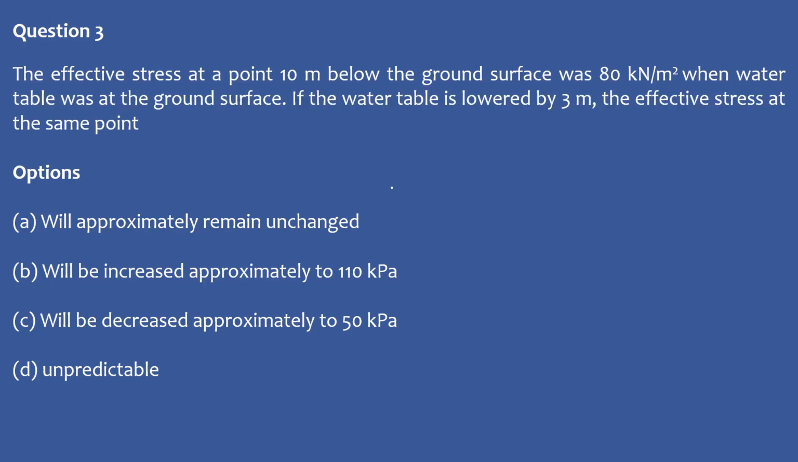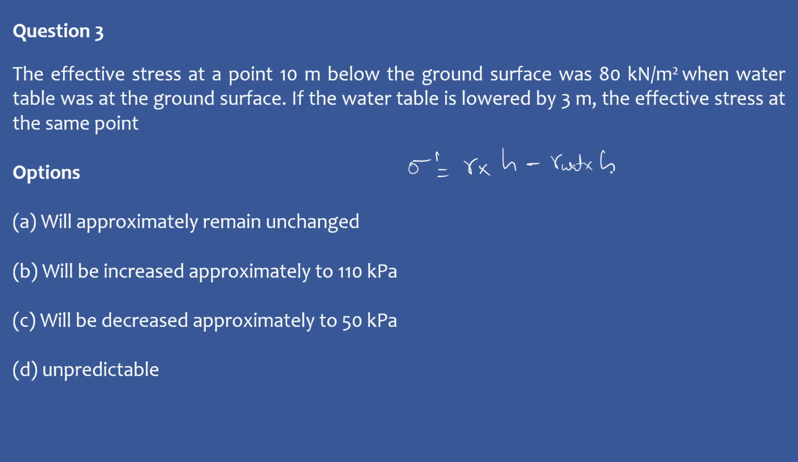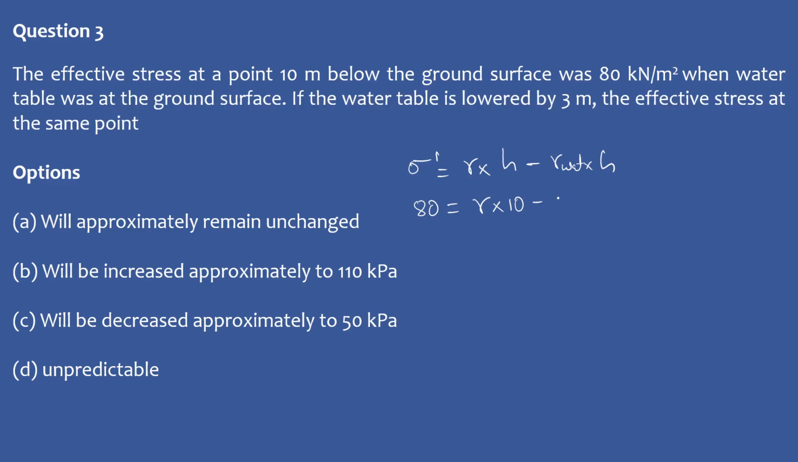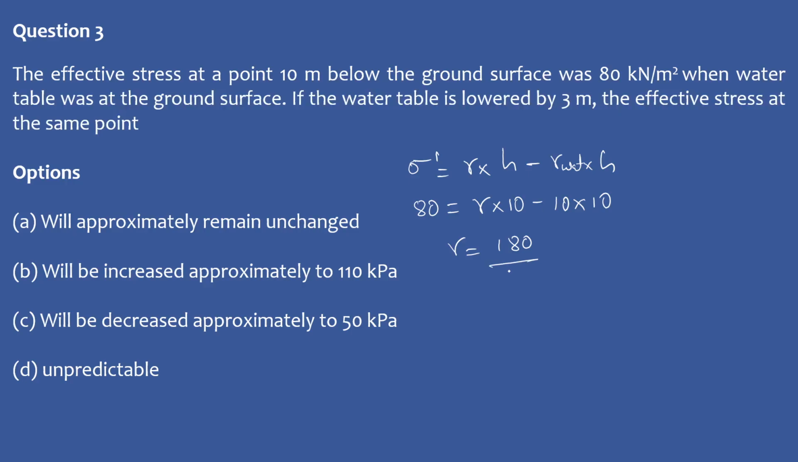Yeah, now I can work on this. So your sigma dash is given by gamma into H minus your gamma water into H, right? Assuming that your gamma water is 10, your sigma dash is given by 80 kPa. Then you have to calculate gamma: 10 minus 10 into 10. Yeah, so your gamma value will be 180 by 10, which is your 10.